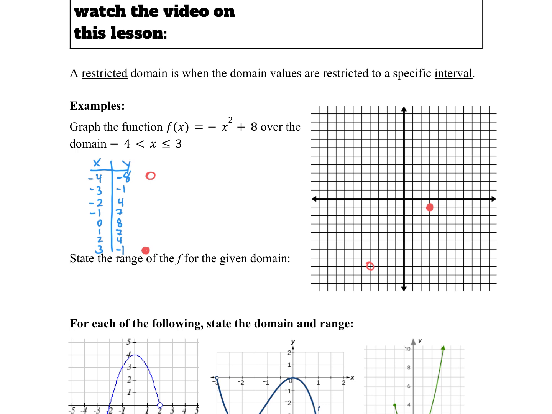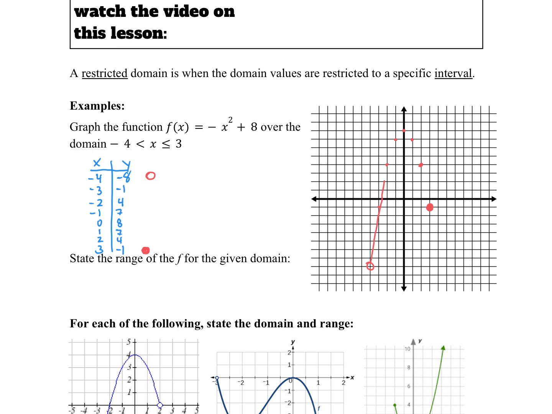The rest of my dots are going to be just normal dots. So -3, -1; -2, 4; -1, 7; and then 0, 8. And then we're going to come back down the other side. Notice I didn't put any dots outside. Now, this means I want all the outputs for all the inputs between -4 and 3. So that includes decimals and fractions and all that stuff. So this is why I have to draw the line.